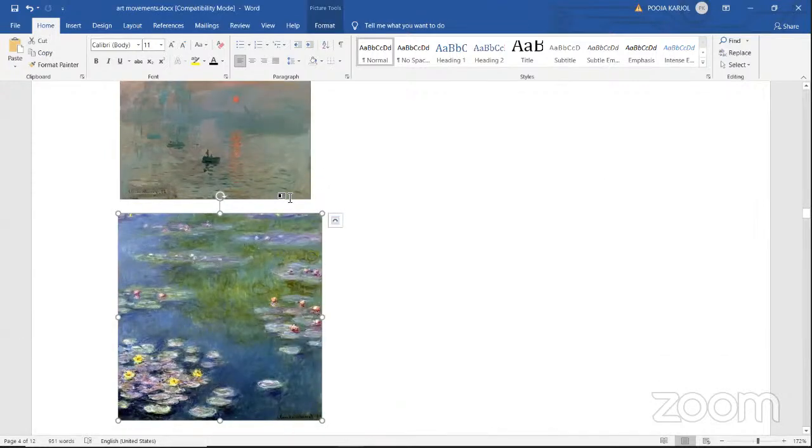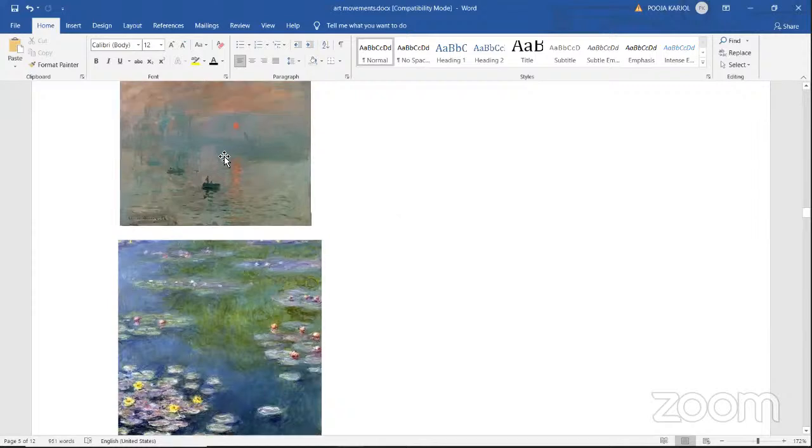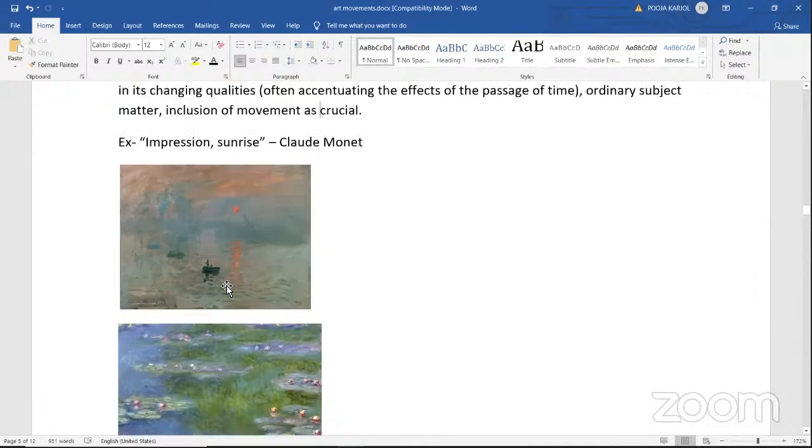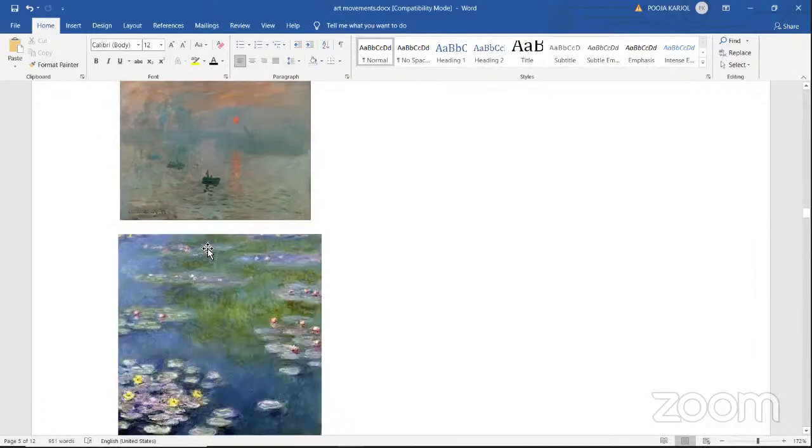Especially Claude Monet, he gave a lot of importance to light depiction. Means how the shadow comes. This one is Water Lilies. And this one is Impression, Sunrise. Very famous painting. Okay.